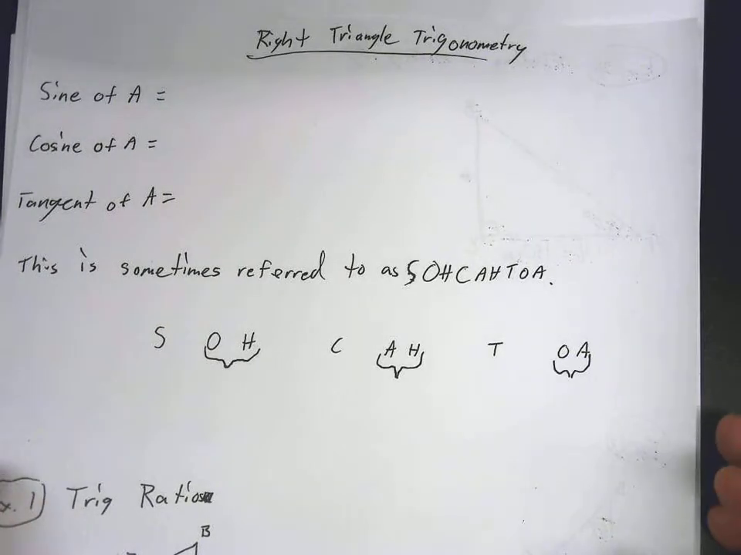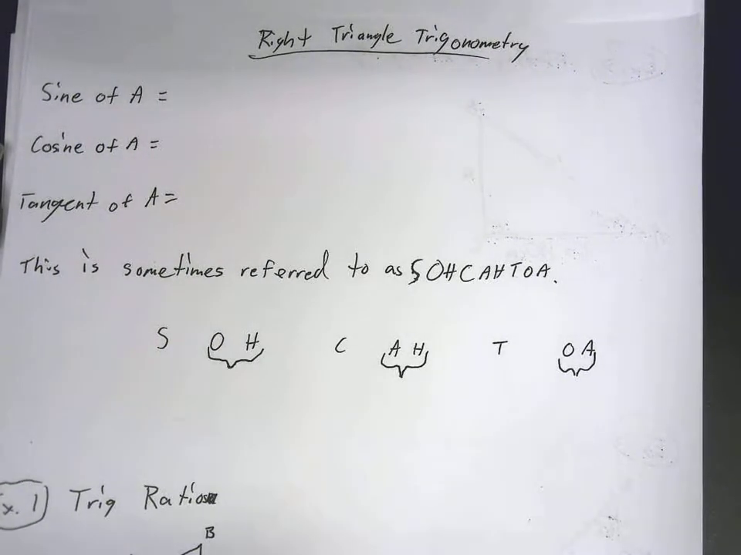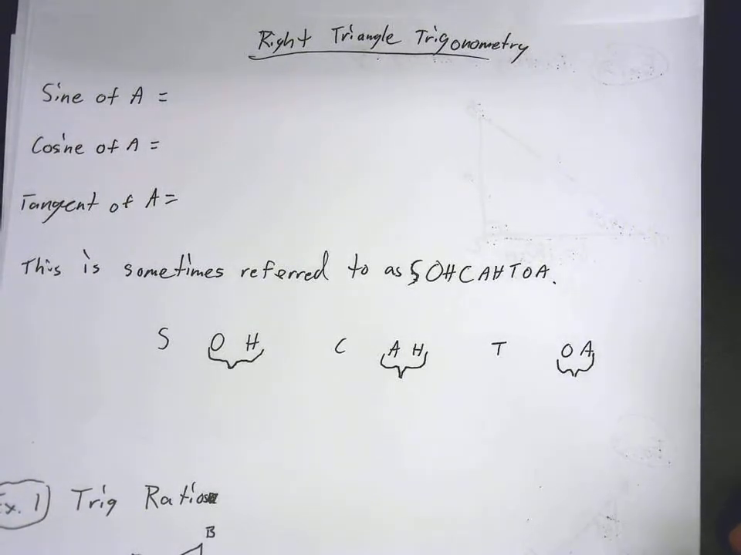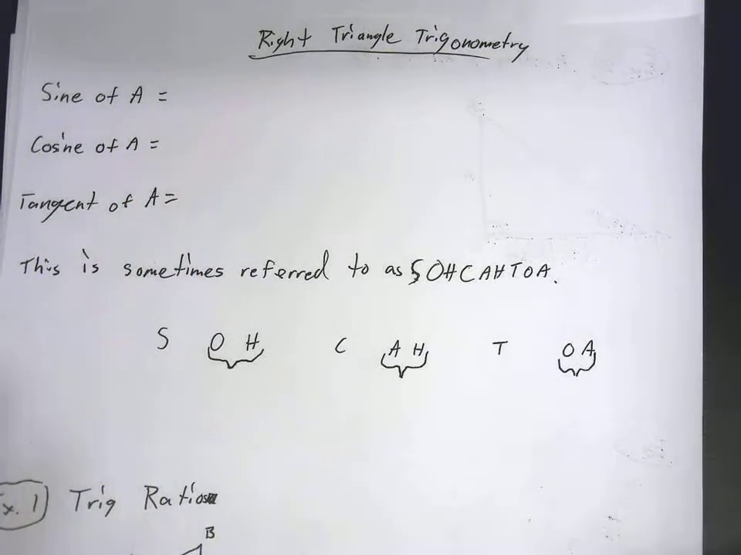So right triangle trigonometry has everything to do with right triangles. And this first video is just gonna go over what are called trigonometric ratios, or in shorter form, trig ratios. So the very first ones we're gonna be looking at are sine of A, cosine of A, and tangent of A. And I've included the A on there, but the A is really just referring to an angle in the triangle.